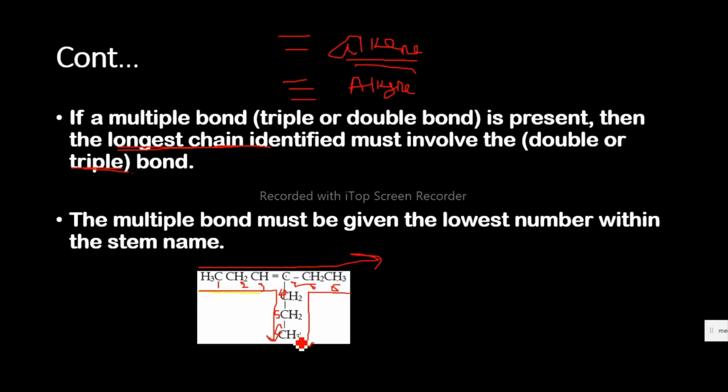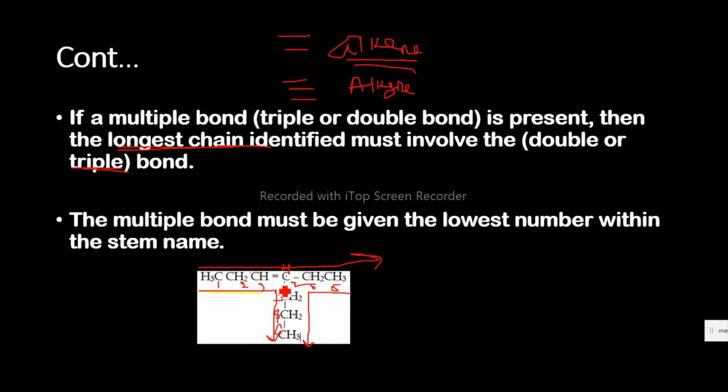But however, in fact, is this 6? This is 1, 2, 3, 4. Then 5, 6, and 7. So this one is 7. So this one is going to be our parent chain.